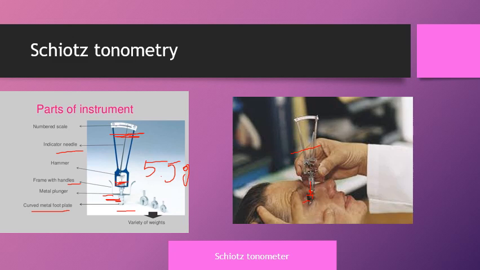We measure the tonometric readings, which can be seen here on the numbered scale. First the weight we use is 5.5 grams and we get a reading. If we need additional weights, they can be added here. We usually measure with 5.5 grams, and additional weights of 7.5 or 10 grams can be added later, and other measurements can also be taken in Schiotz tonometry.